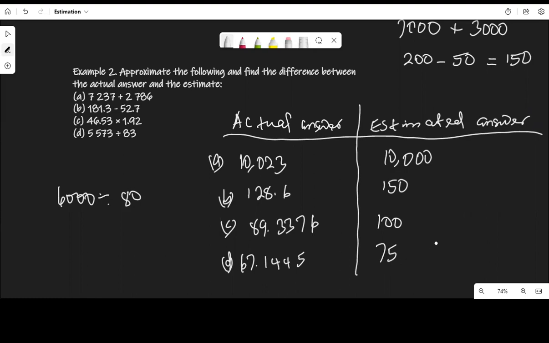So that is how to do estimation. The essence is to make our calculation faster and easier, although the answer is not going to be the same thing as the actual answer, but the difference will not be much.